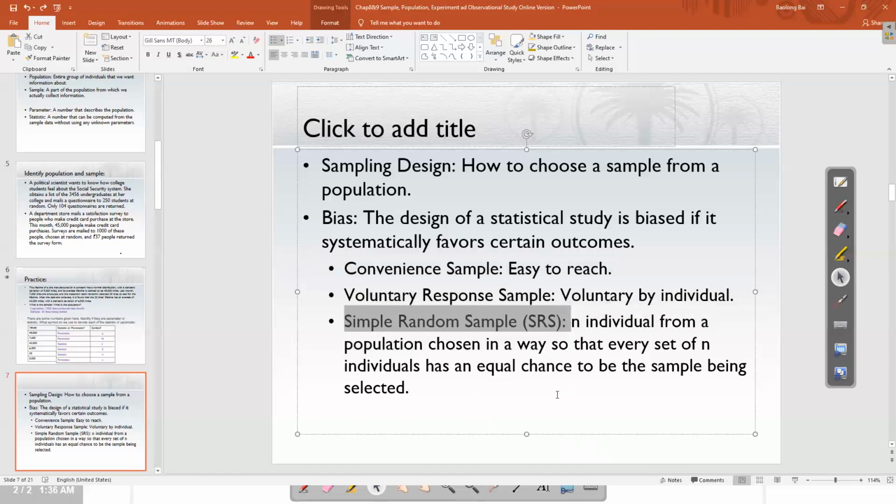random sample. This is one type of random sampling process, right? So a simple random sample makes sure individuals from a population are chosen in a way that every set of individuals has an equal chance of being the sample selected, and also every individual has the same chance of being selected as well. And the good thing is you don't know anything about the individuals you choose as your sample, so there's no bias in there, right?